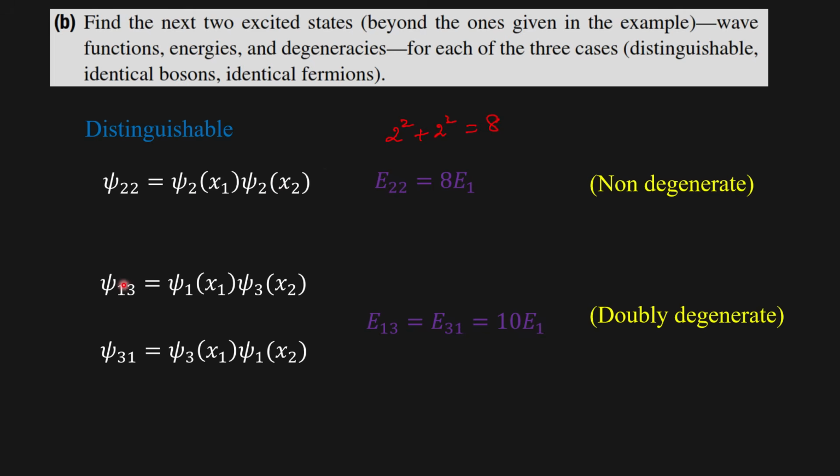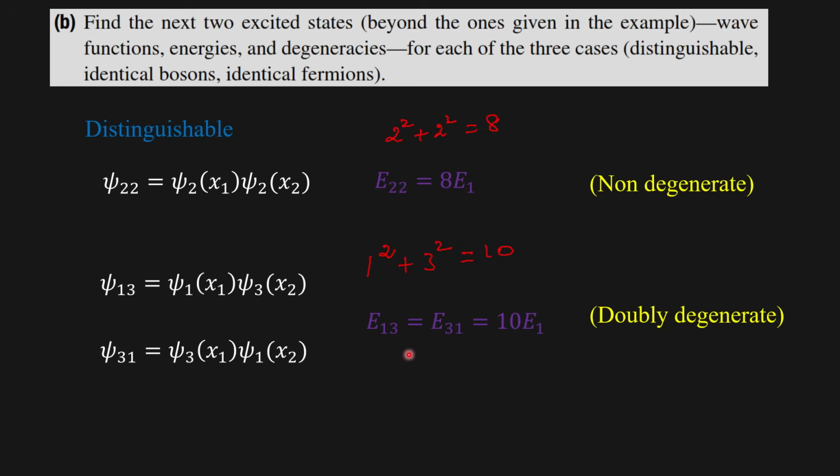So now next energy state is 1 3. So 1 3 can be written as psi 1 of x1, psi 3 of x2. Similarly, psi 3 1 is equal to psi 3 of x1, psi 1 of x2. Both the energy levels are same. That is 1 squared plus 3 squared is 9, 9 plus 1 is equal to 10.